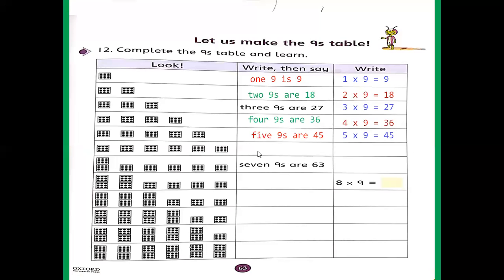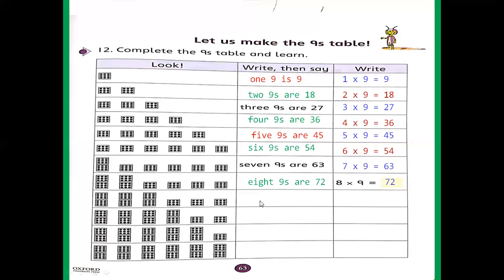1, 2, 3, 4, 5, 6. 6 9s are 54. 6 9s are 54. 1, 2, 3, 4, 5, 6, 7. 7 9s are 63. 1, 2, 3, 4, 5, 6, 7, 8. 8 9s are 72.